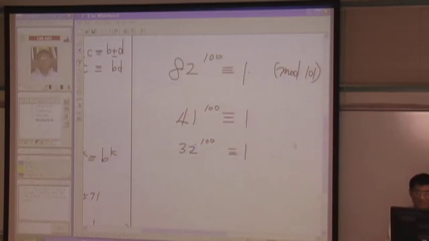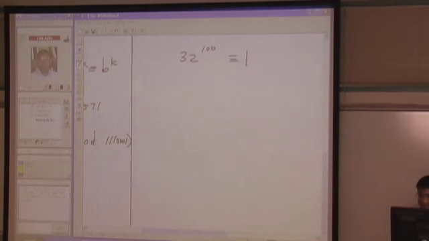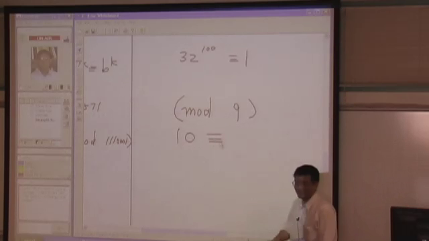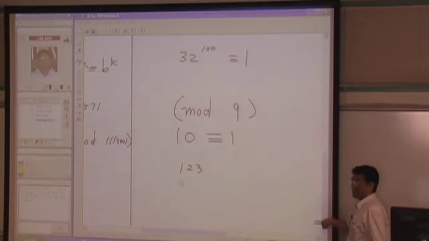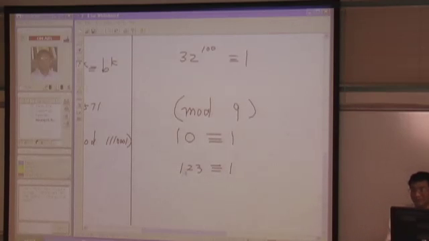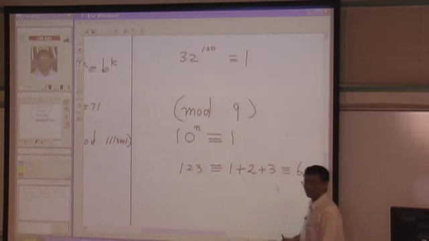There are very nice properties for mod 3, mod 9, mod 11. So let's explore. With mod 9, 10 is congruent to a very simple number. What is it? 1. Right? So assume that you are handling 123. In general, it is 123. But in mod calculation with mod 9, 100 is equivalent to 1, any power of 10 is equivalent to 1, right? 2 is equivalent to 2, 3 is congruent to 3, so it is 6. Do you follow me or not?